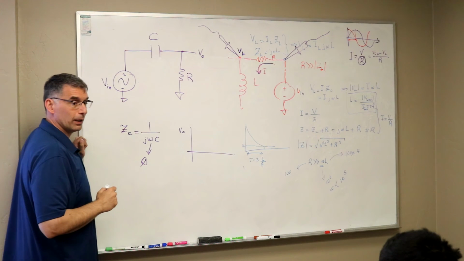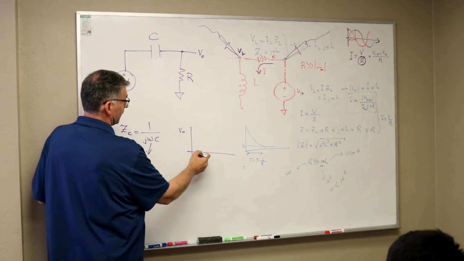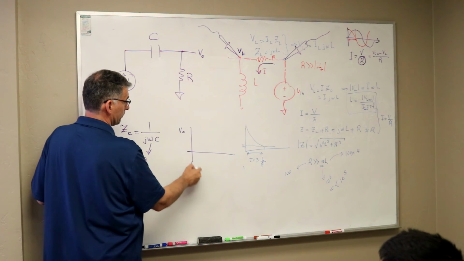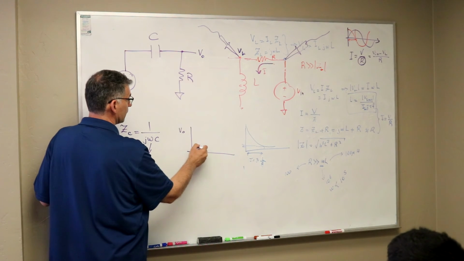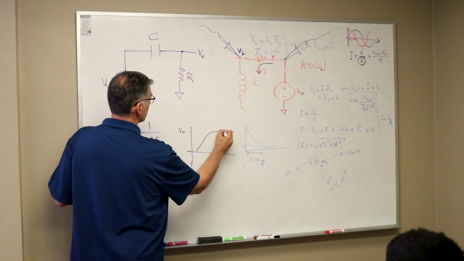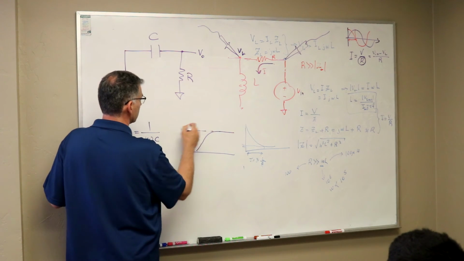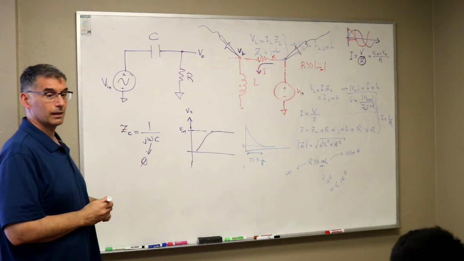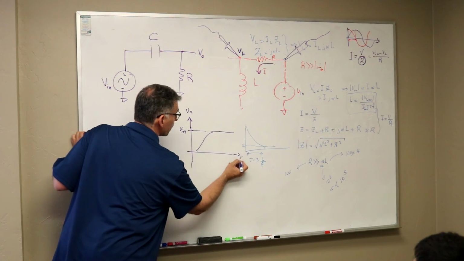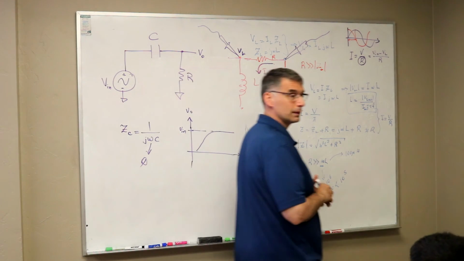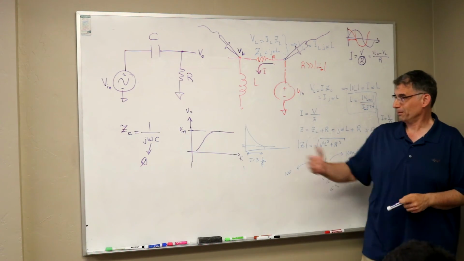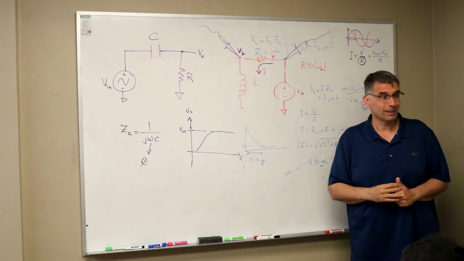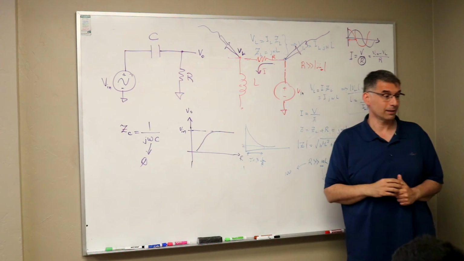If I were to draw what happens with the output over frequencies, at low frequencies it's very small or close to 0, and then it goes up until it reaches Vin. If this is my Vout and this is Vin, and this is over frequencies, what's a fancy name for this? It's a filter. I'm filtering out low frequencies.